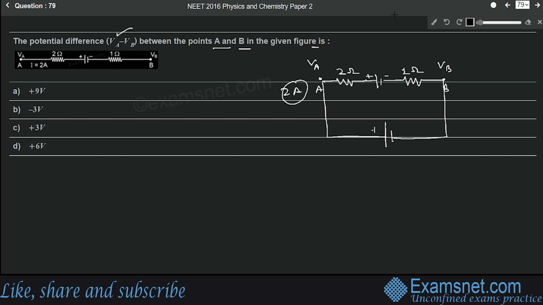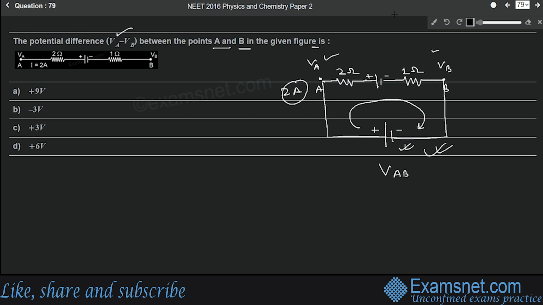Okay, positive and negative terminal. So we have to find VA minus VB. That means this VAB, the potential of this battery that connects the points A and B. So we'll use Kirchhoff's voltage law here. Suppose this is the direction of the current. So we'll start from here.